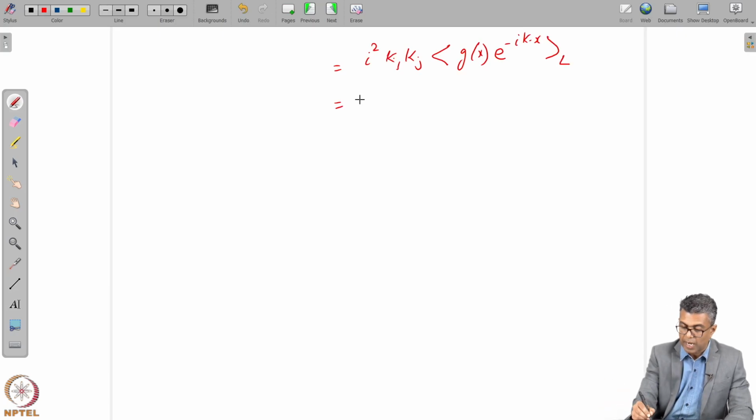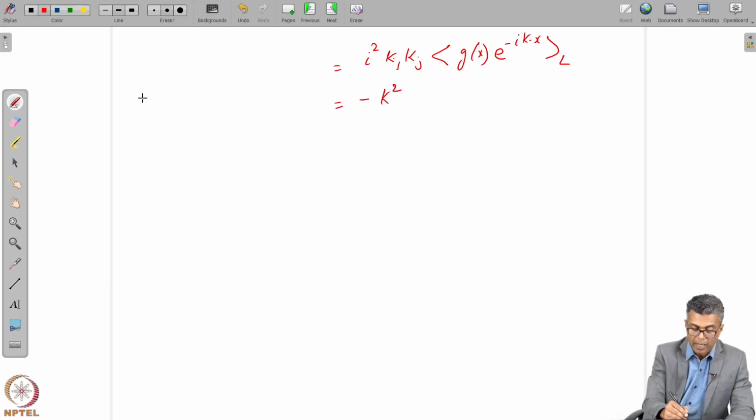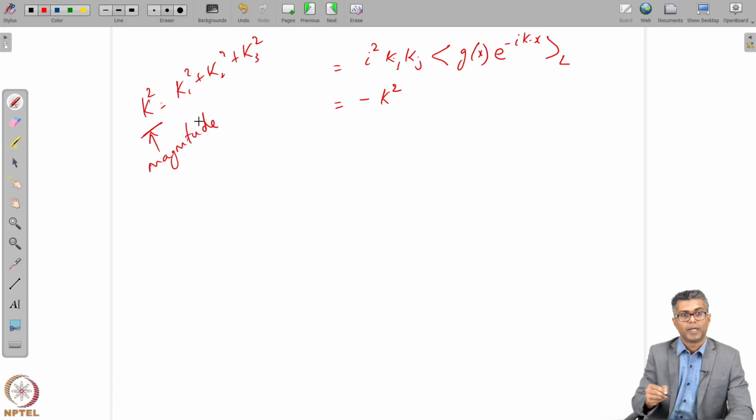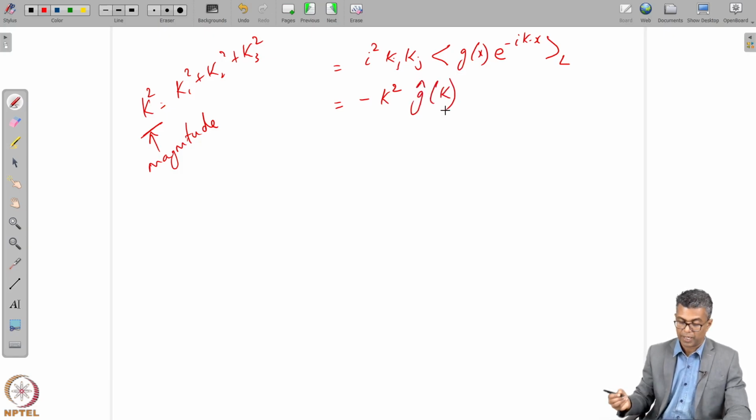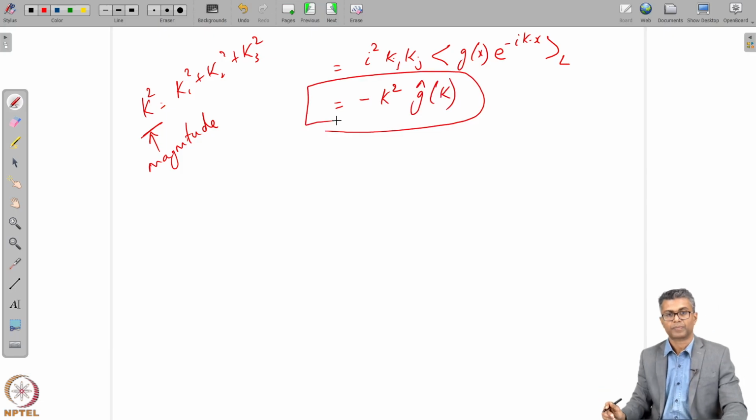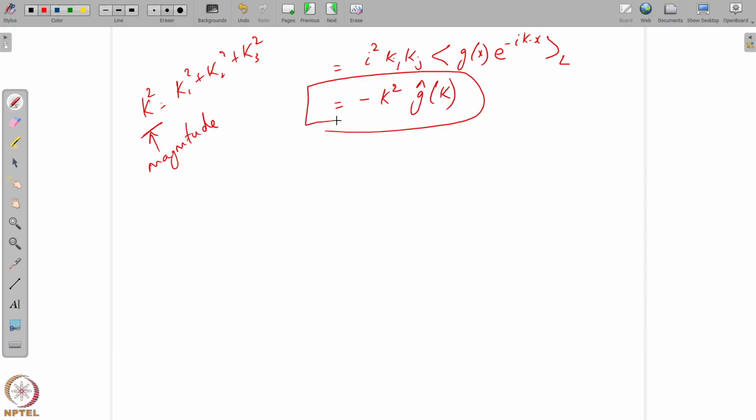This is essentially, i squared is minus 1, kappa_j kappa_j is kappa squared, where kappa squared is equal to kappa_1 squared plus kappa_2 squared plus kappa_3 squared, isn't it? Magnitude. It's the magnitude. So I'll have minus kappa squared, and then this part here is the definition of the Fourier transform, g hat of kappa. There you go. That's your answer. I hope this is clear. Let's try the next problem.